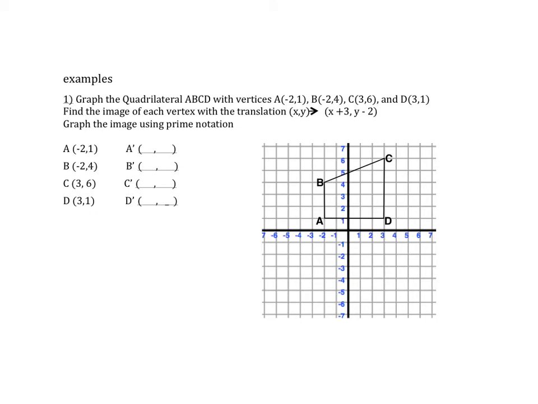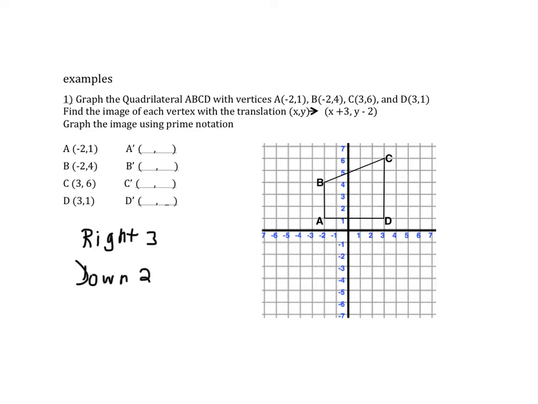Okay, in our first example, it says graph quadrilateral ABCD with the following vertices. A is at (-2, 1), B is at (-2, 4), C is at the point (3, 6), D is at (3, 1). It says find the image of each vertex with a translation (x, y) mapping onto (x + 3, y - 2). So that means that we want to add 3 to every x value and subtract 2 from every y value. In terms of the graph, that means we want to map every point by going to the right 3 and down 2.